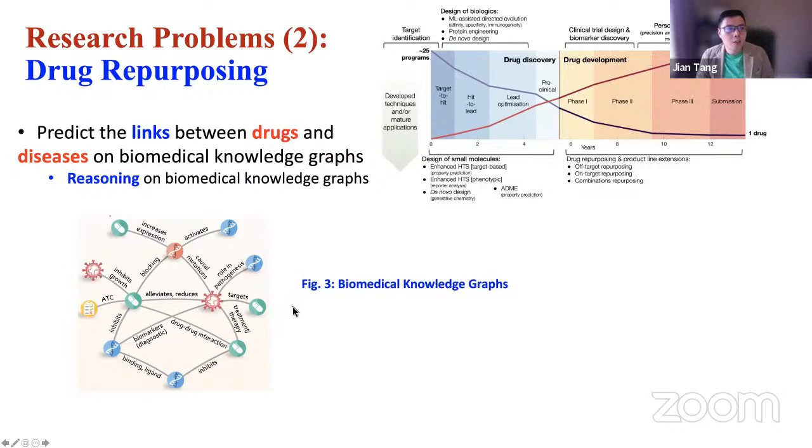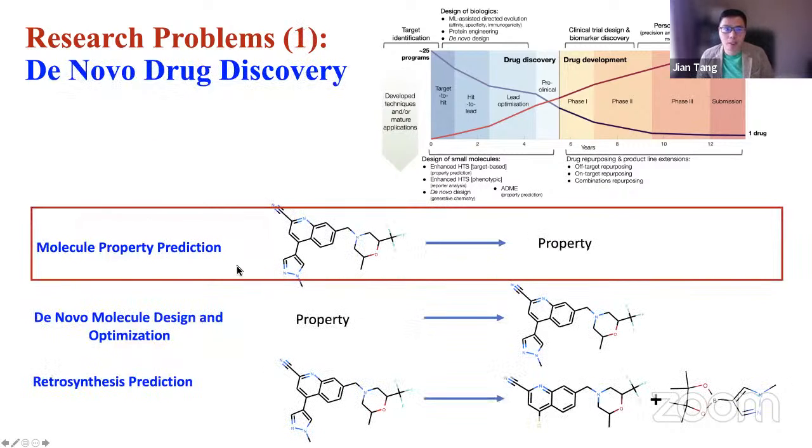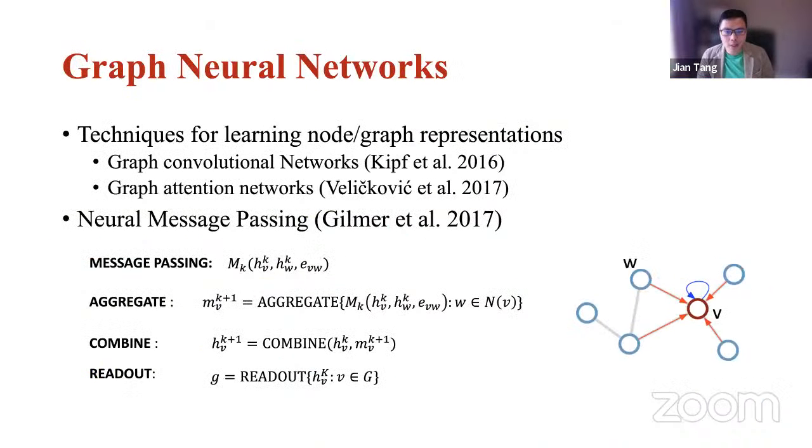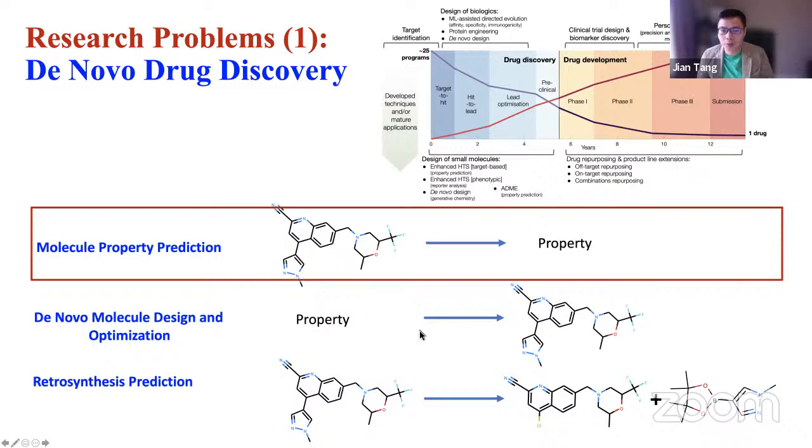Okay. So let me mainly focus on the first type of research problem, de novo drug discovery. I'm going to introduce each of the three problems briefly. The first one is predicting the molecule property using machine learning techniques. In practice, if you want to make very good predictions, then the fundamental problem here is how we are able to learn very effective representations of molecules. As we discussed in the beginning, we can represent a molecule as a graph. So then the problem is how can we learn good graph representations, right?